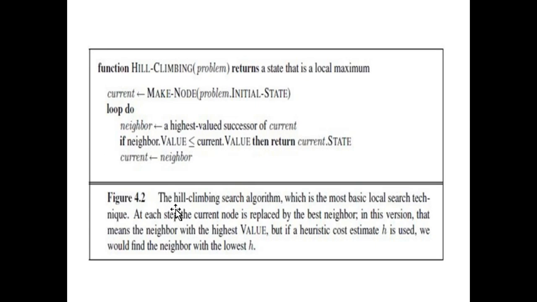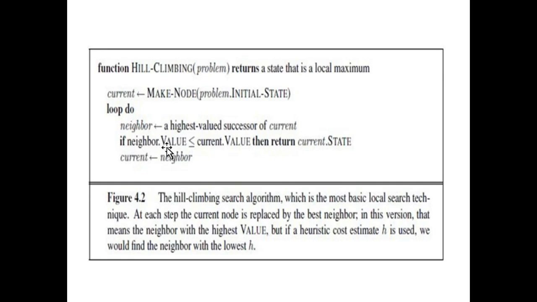तो just look at the explanation of this algorithm, that the hill climbing search algorithm is the most basic local search technique. At each step the current node is replaced by the best neighbor. So at each state, we will replace the current node by the best neighbor. In this version, that means the neighbor with the highest value. But if we are using a heuristic value h, then we would find the neighbor with the lowest h. So just look at this point again.